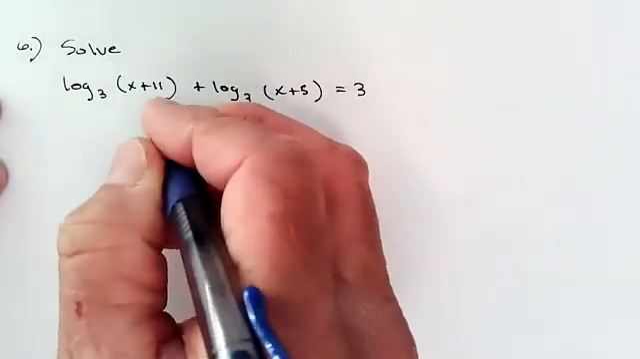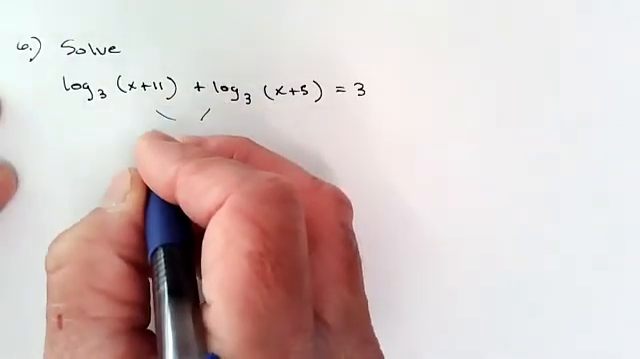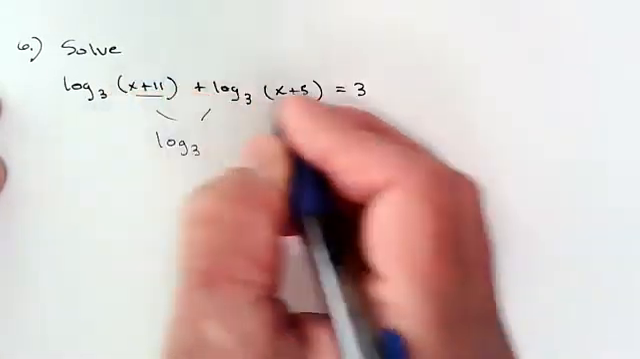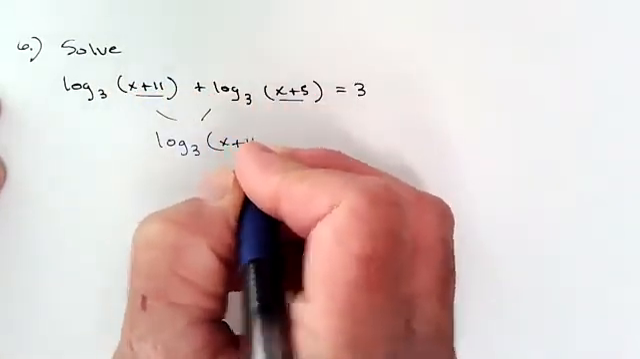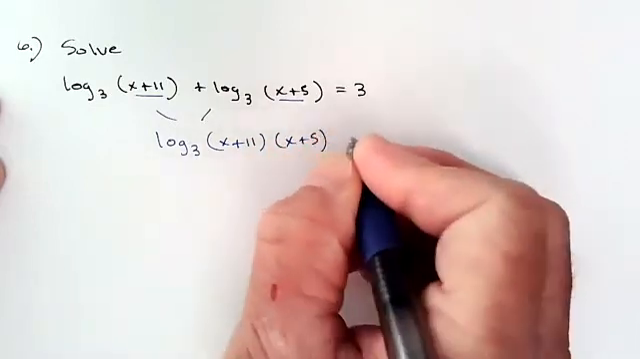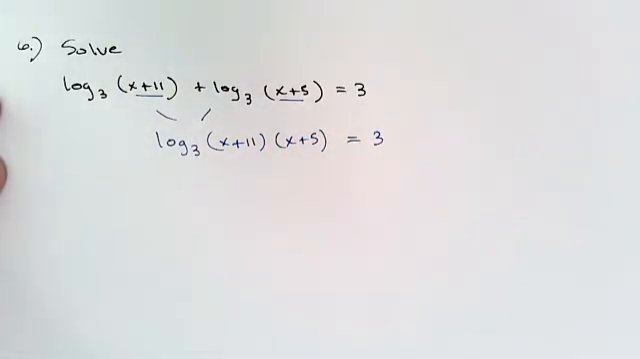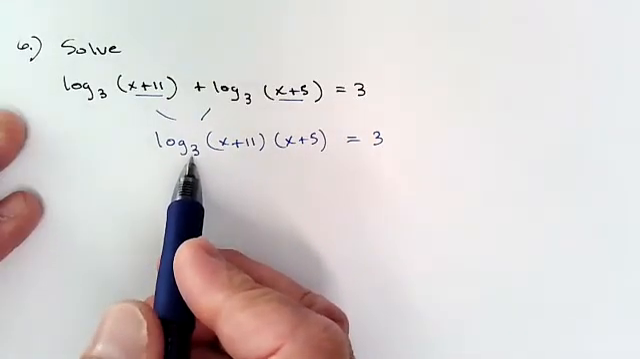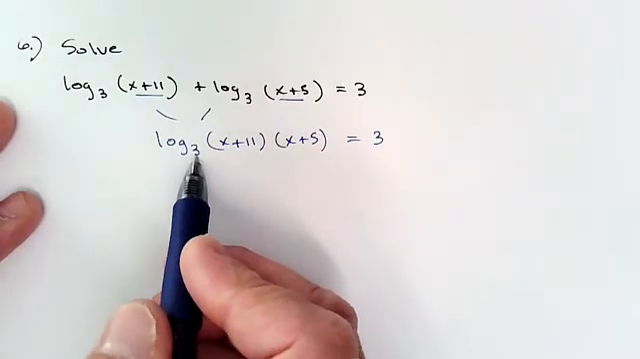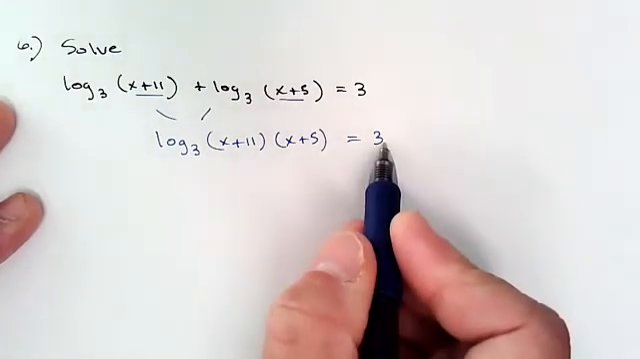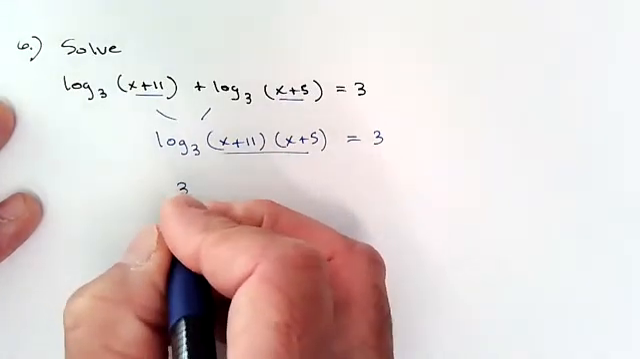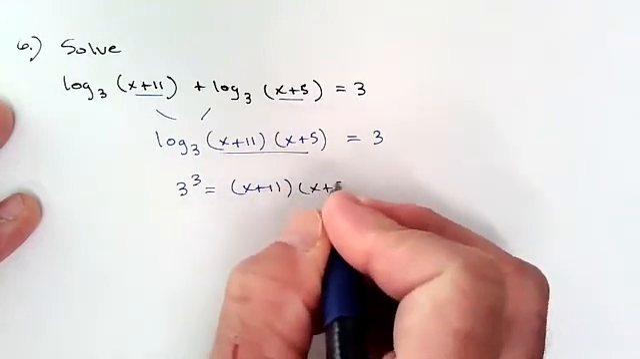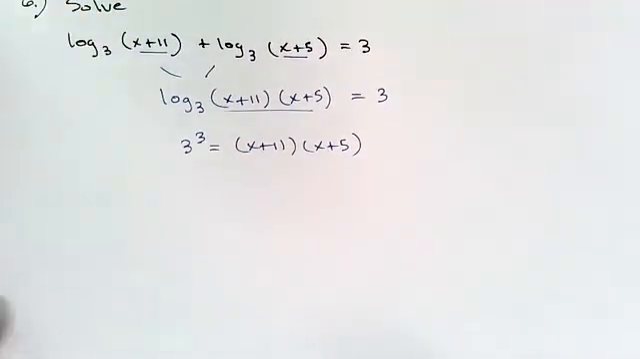So what we need to do is use our first property and change this to a single log. So this could be combined to the log base 3 of the product of these two, x plus 11, x plus 5. Now I can use my rule for logs, which is if I get stuck on a log problem, write it in exponential form. 3 to the third equals what's inside. 3 to the third equals this. And now it's just algebra.